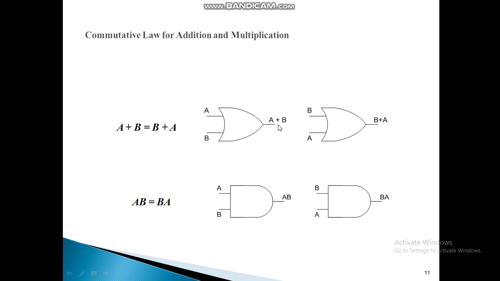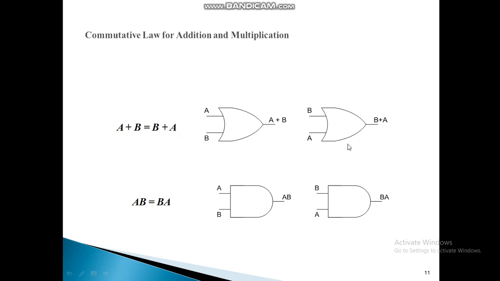Similarly, on the right hand side, B plus A. B is the first variable and A is the second variable. The result is B plus A. Here we put, for example, A equal to 0 and B equal to 0. Then the result of A plus B is equal to 0. Here we apply the inputs B equal to 0, A equal to 0.